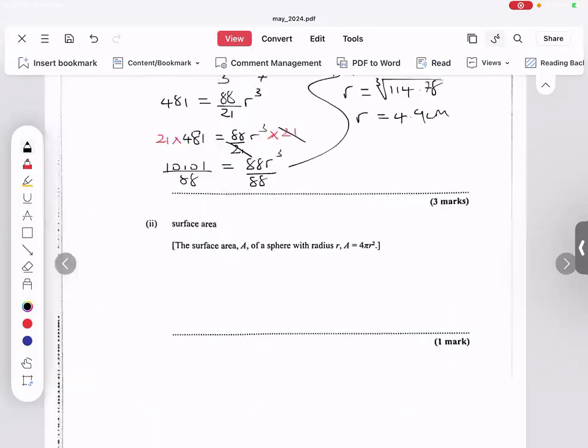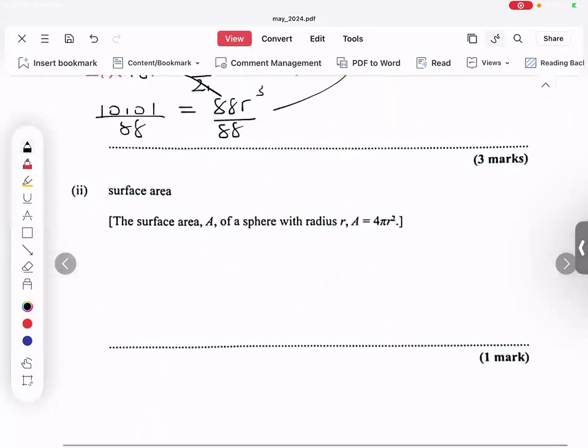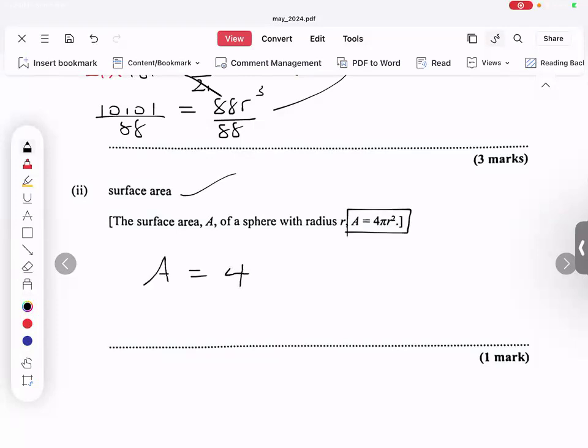Alright, now we are told to find the surface area. And once again, CXC is kind enough to give you the formula for the surface area. They say, in brackets here, the surface area A of a sphere with radius R is this thing here. So we are told that A is equal to 4 pi R squared.